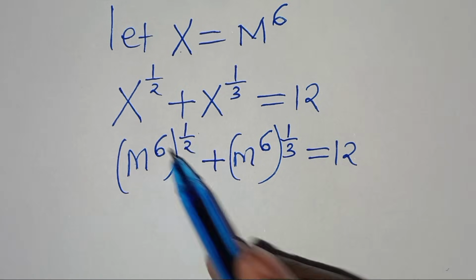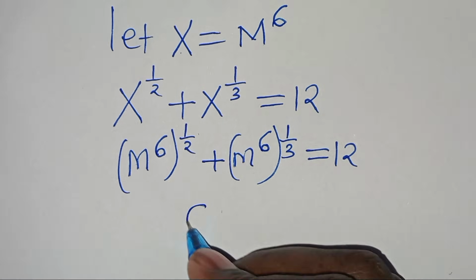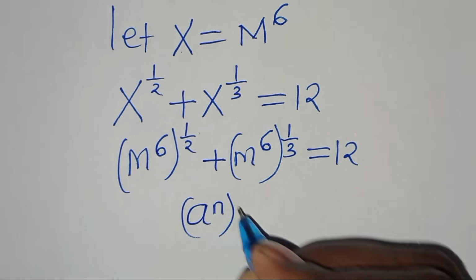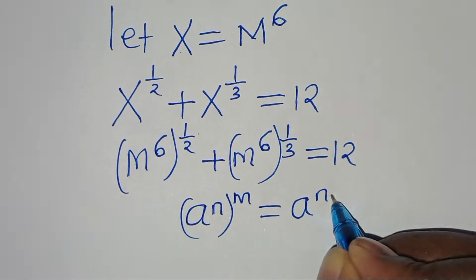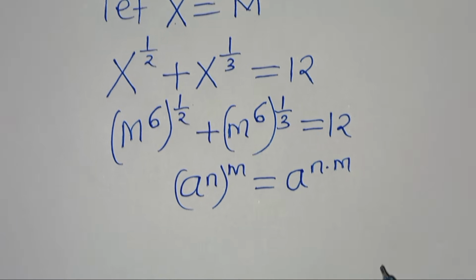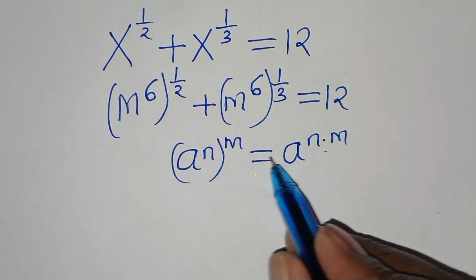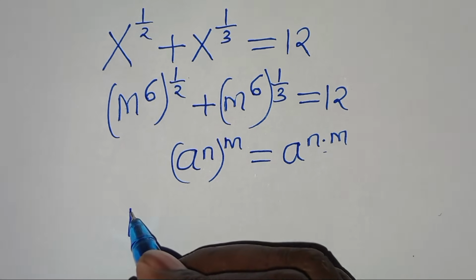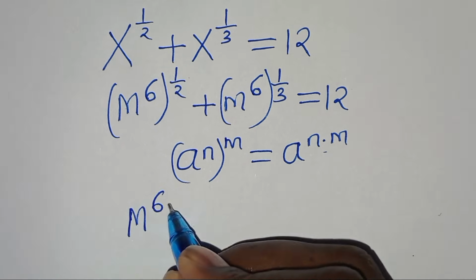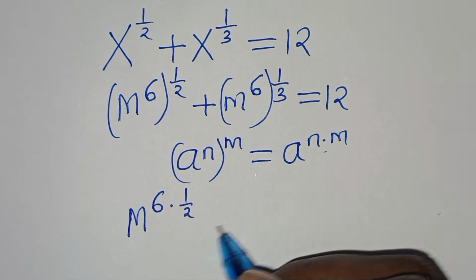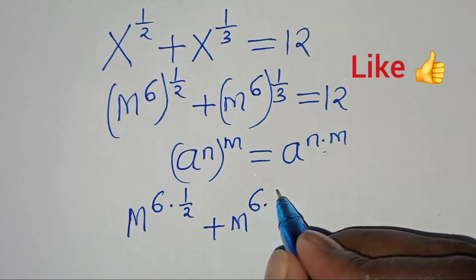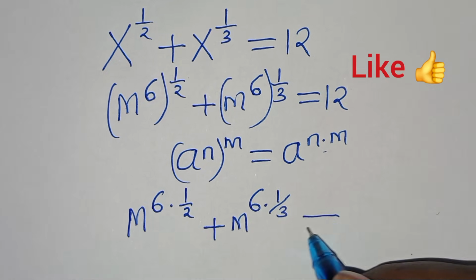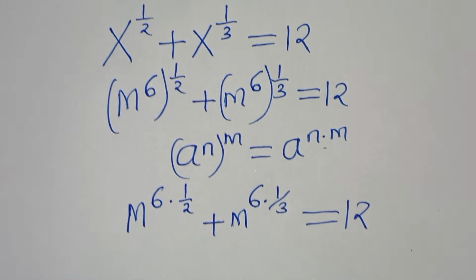Now m to the power of 6 to the power of a half, this is in the form of a to the power of n raised to the power of m, which can be expressed as a to the power of n multiplied by m. Applying this exponent property, then we have m to the power of 6 times a half, then plus m to the power of 6 multiplied by 1 over 3. This is equal to 12.